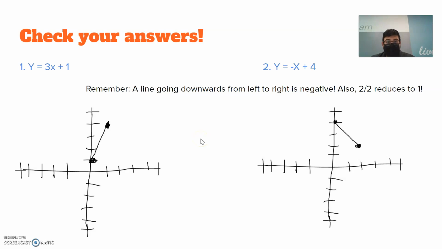All right, so let's check the answers. For number 1, y equals 3x plus 1, because the slope is going up 3 times to the right once, and the intercept is (0, 1).